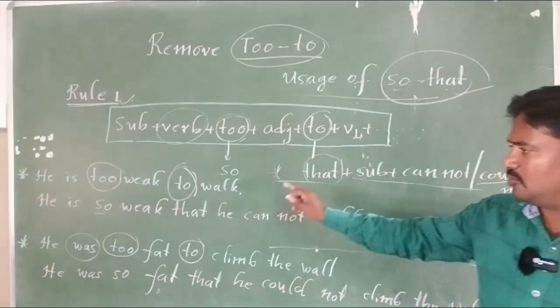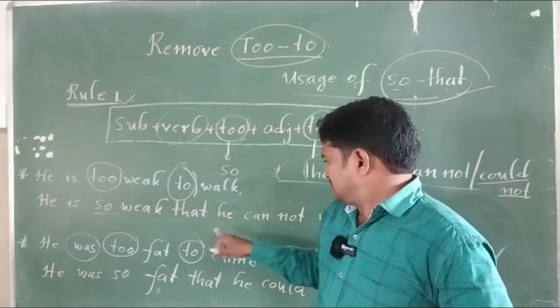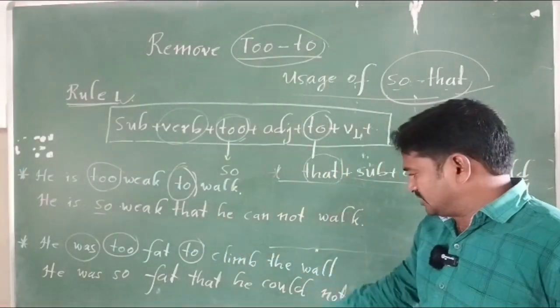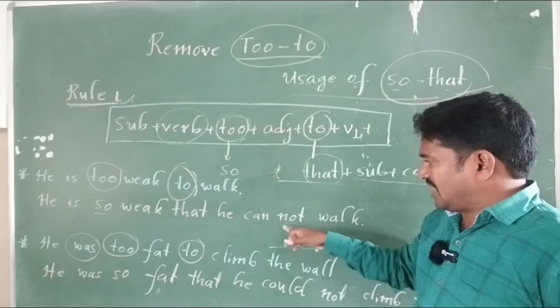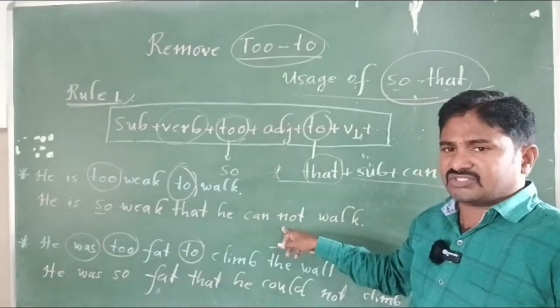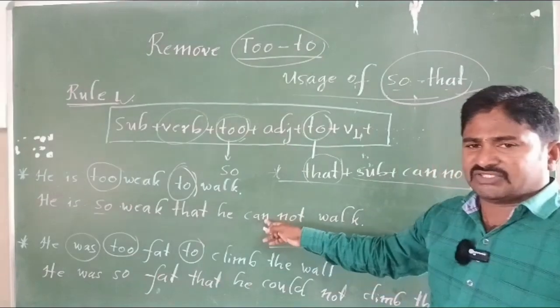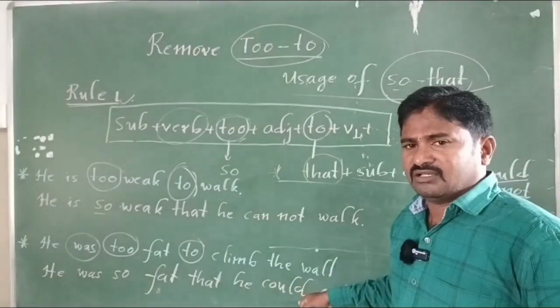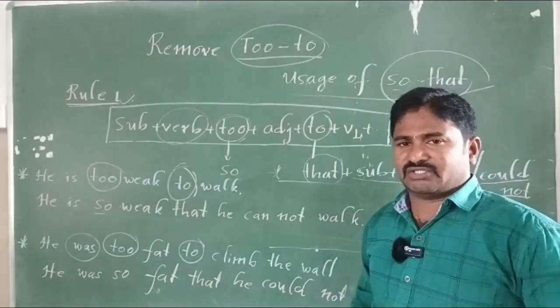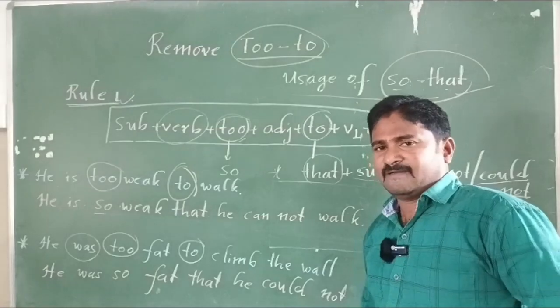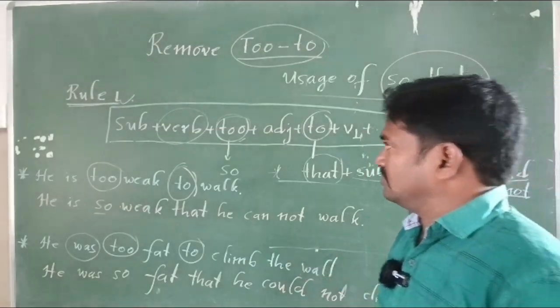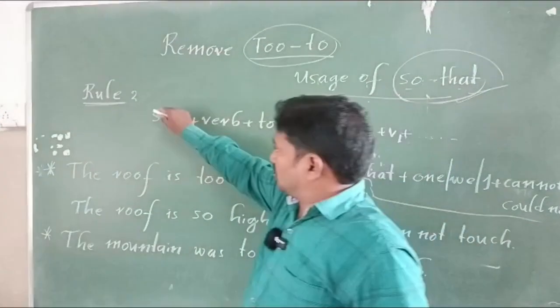Okay, the above sentence is in cannot, and the below sentence is in could not. When do you have to use cannot in a sentence? If the sentence is in present tense, we'll use cannot. If the sentence is in past tense, we'll use could not. That is the reason, just try to understand. Okay, so this is the first rule. We'll discuss the next rule, rule 2.